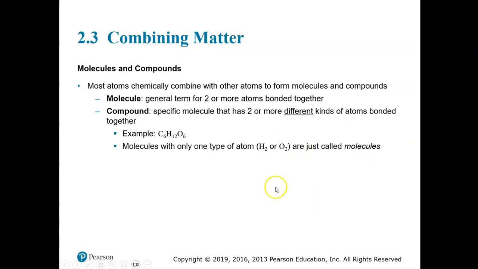I'm going to stop here. We'll start with the next recording, section 2.3, combining matter, so compounds and molecules.